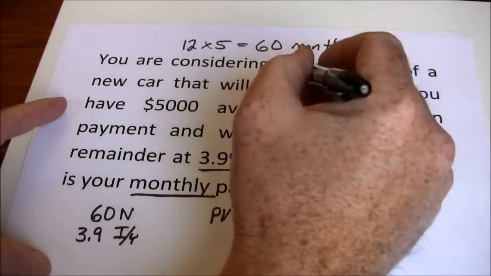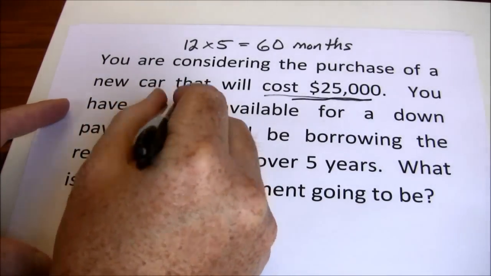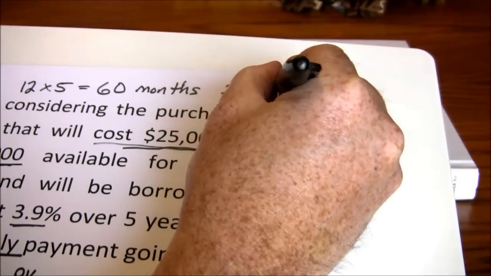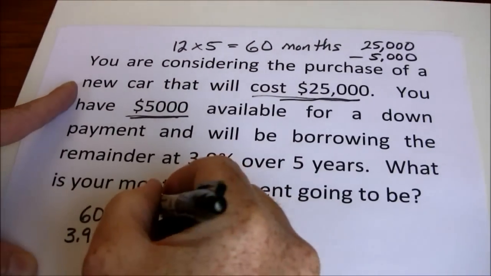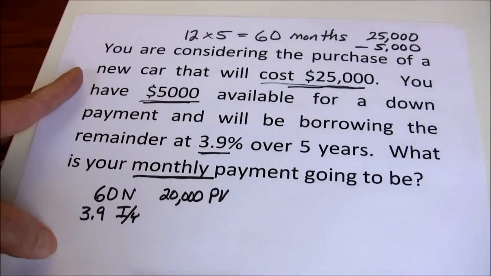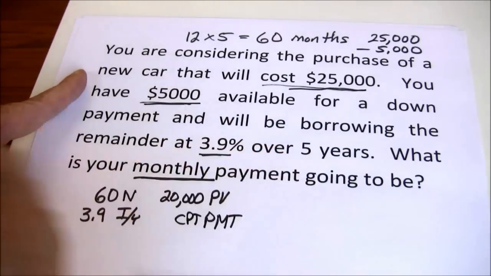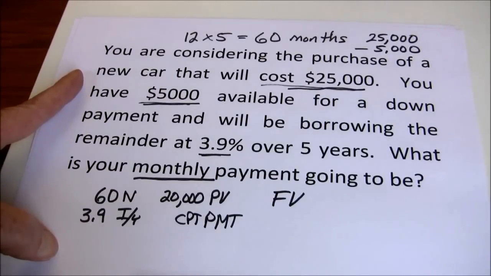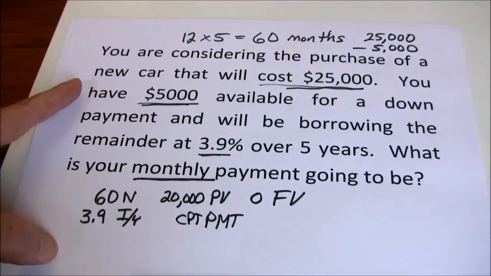So in this case, our car is going to cost $25,000. We've got $5,000 that we're paying today. So now we want to take that $25,000, subtract out the $5,000 down payment, and that's going to leave us with a present value of $20,000. That's how much we're borrowing today. Our PMT is what we're trying to figure out, so we're going to compute that. And our future value represents how much we owe at the end of the loan. At the end of the loan, it's paid off, so that's zero future value.